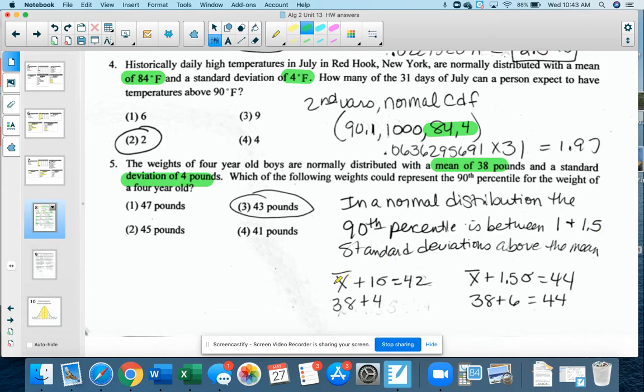So if I take the mean and I add 1 standard deviation, I get 42. If I take the mean and I add 1.5 standard deviations, I get 44. Again, the mean is 38, the standard deviation is 4. So 38 plus 4 is 42. If I add 1.5 standard deviations, I'm going to add 6, and that's 44. So basically, it's the scores between 42 and 44, which is why I picked 43 pounds. Okay, so that one was definitely a little bit harder.